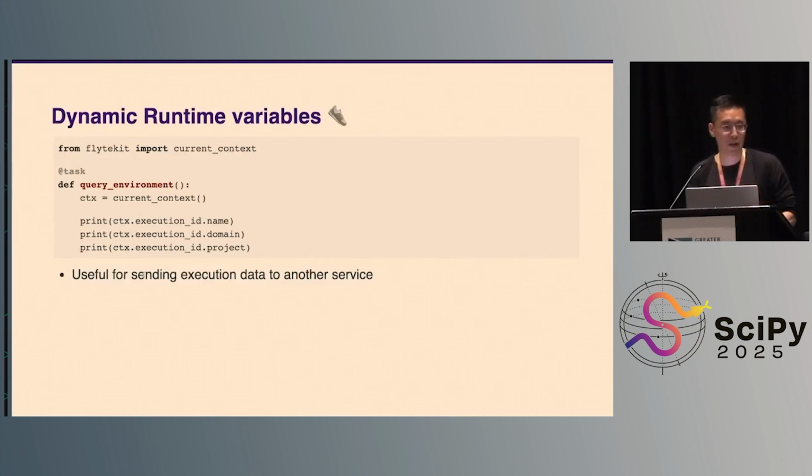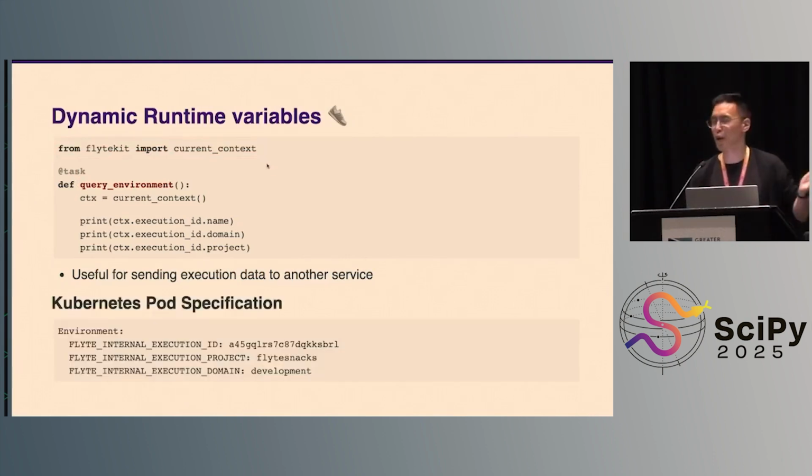When you design an orchestrator, sometimes you have dynamic runtime variables. Something like if you want to upload some tracking data to Weights and Biases, or Hugging Face if you're uploading a model and you want to store execution metadata, this is exposed through a current context. And how this works is it just interprets environment variables and then stuffs them into the context so that you see it in Python.